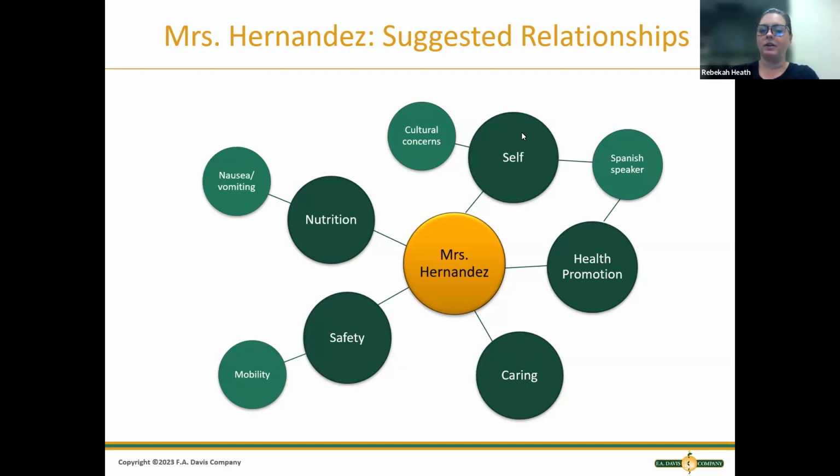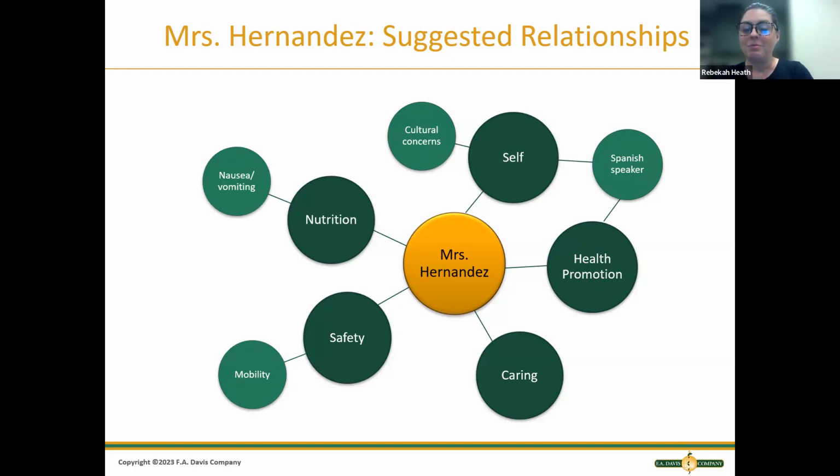Over here, herself, there's cultural concerns. She's also Spanish as her primary speaker. You can see how that, being a Spanish speaker or Spanish as her primary language, is also connected to health promotion. Why would that be connected to health promotion?